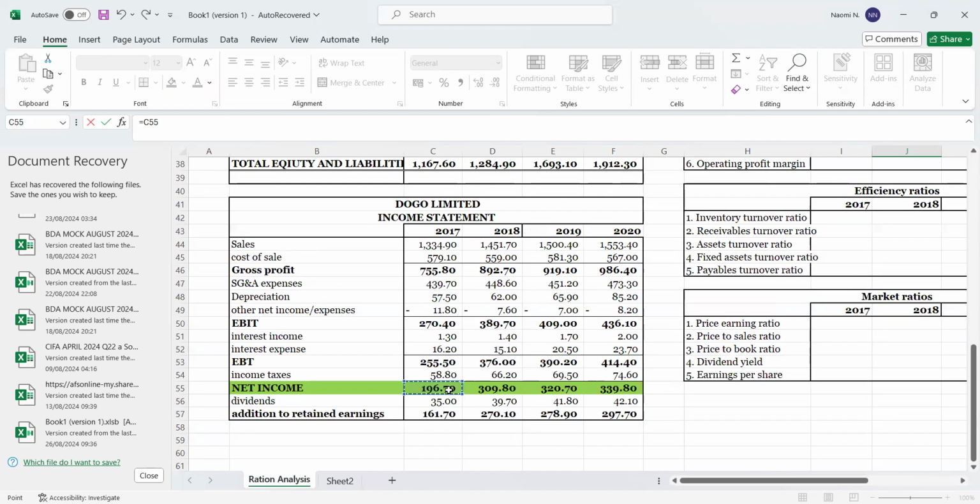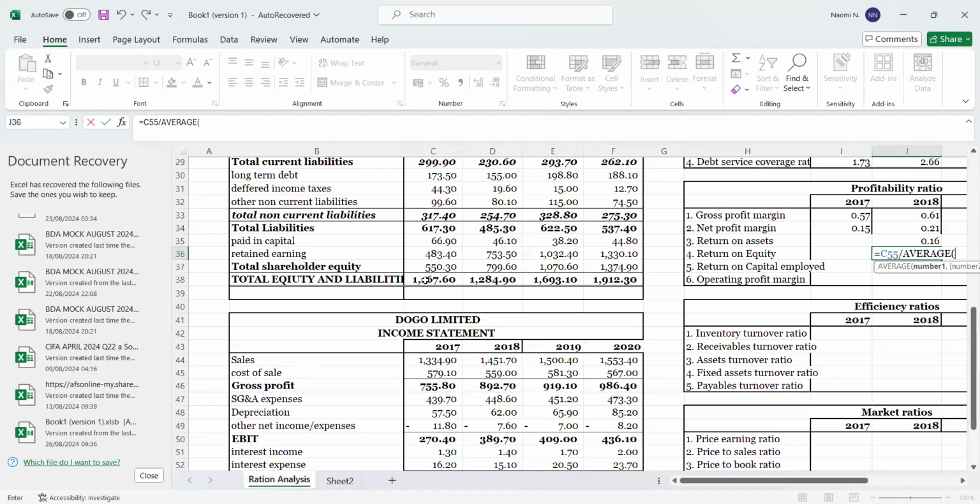It's equal to whatever income we have, divided by average total equity, total shareholders' equity, this one, in brackets.